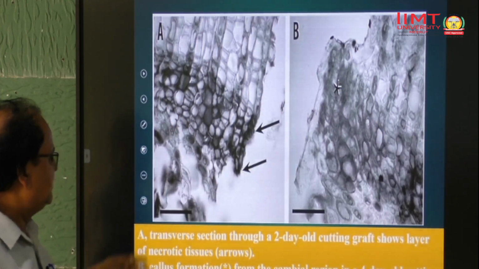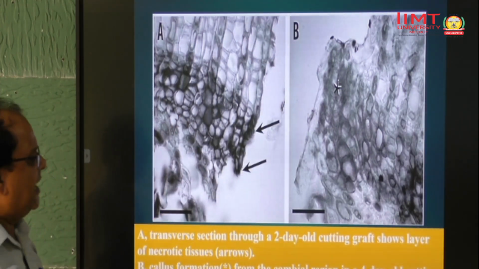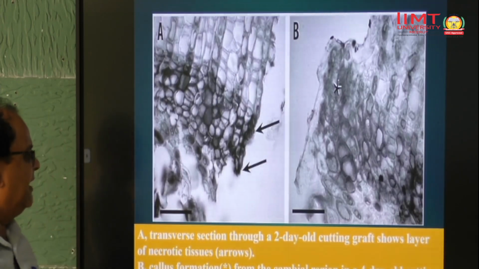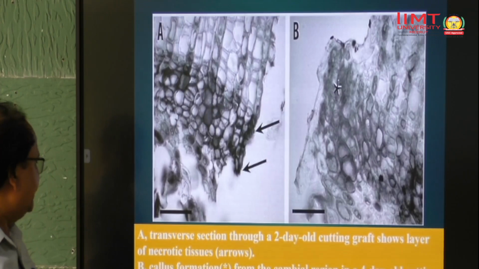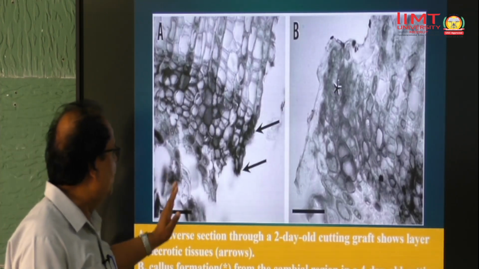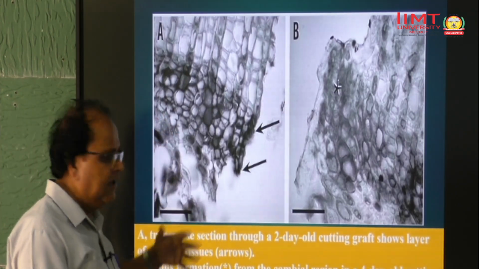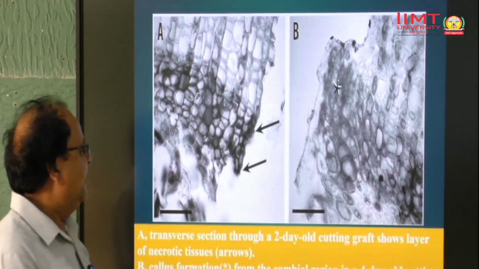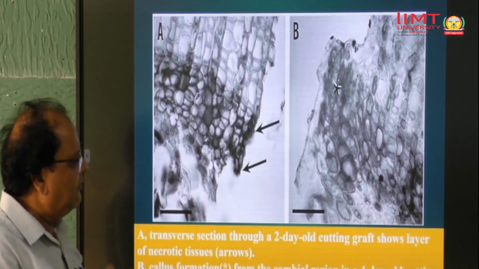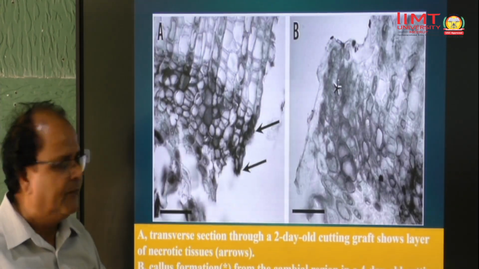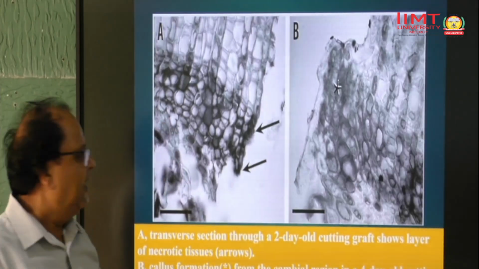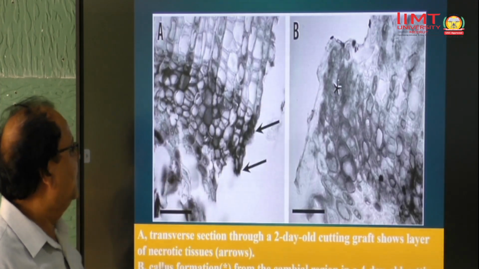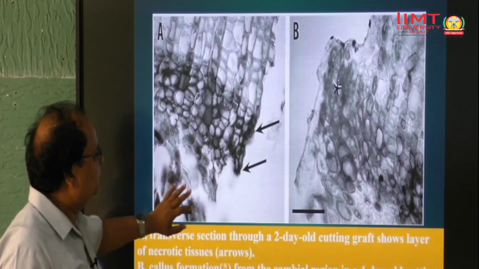This is a transverse section through a 2-day-old cutting graft. There is a layer of necrotic tissue, and callus formation from the cambial region in a 4-day-old cutting graft. This clearly shows the new cells developing after the scion and rootstock are bound to each other with tape, and bags are used to check evaporation in those areas so that the rootstock and scion do not die due to drying. So this is the combination of rootstock and scion.